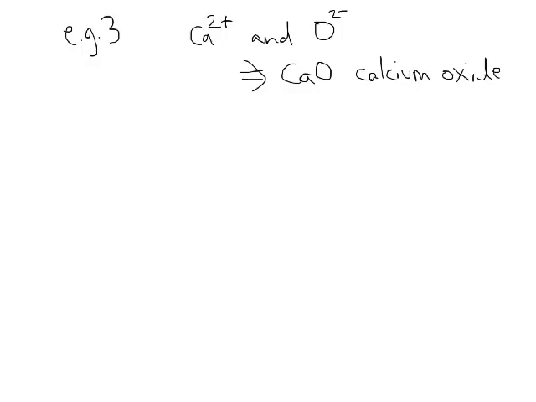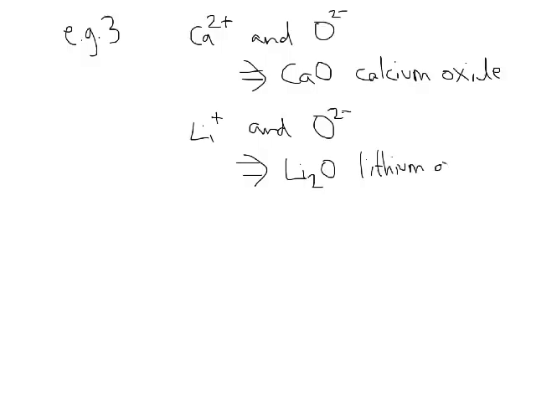But if I take something like lithium, which is a single plus, and oxygen wants to grab 2, but lithium can only give 1 away. So therefore I'll need 2 lithium atoms involved, each giving 1 away. So therefore I've got 2 lithiums and 1 oxygen, and this we call lithium oxide. We can also get groups.